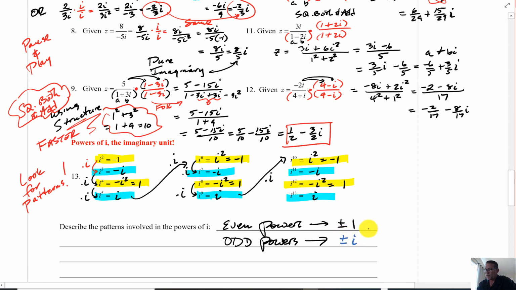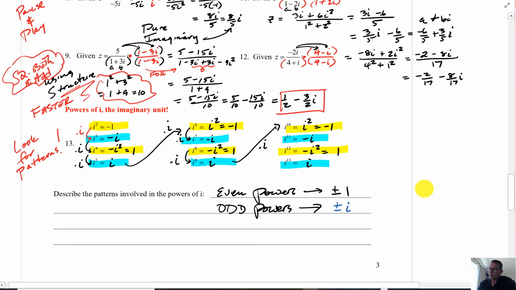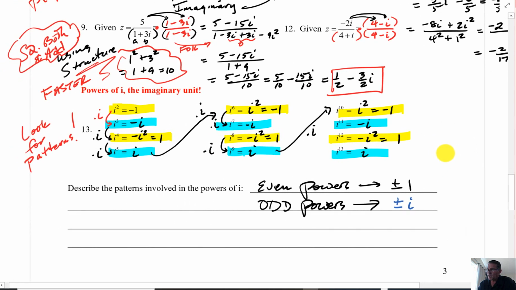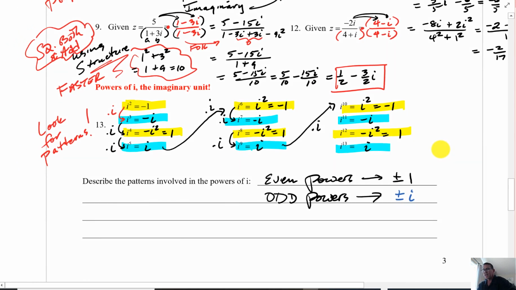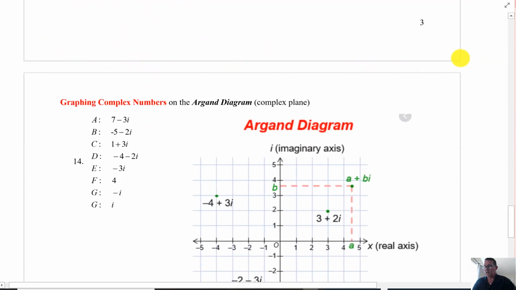Are there more patterns? Can you figure this out? Let's say if we take it to the 100th power, are there ways to figure that out? And the answer is obviously yes, because there's always cool things you can do in mathematics. We'll talk about that later.